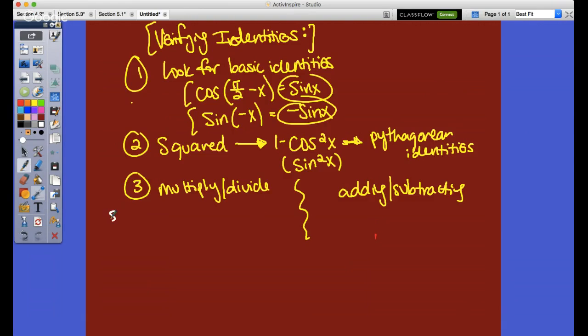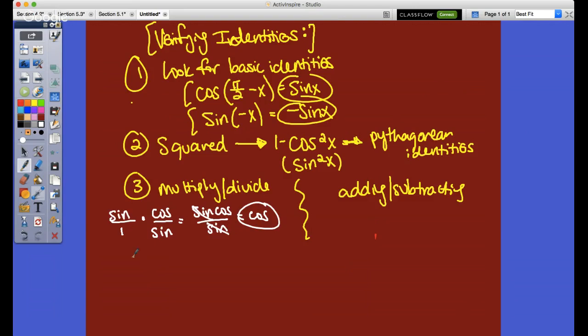Maybe a good example of this is if I had sine over 1 multiplied by cosine over sine. Well, when I multiply across, this would end up getting me sine cosine over sine, which allows me to actually cancel out the sine on top and bottom, giving me cosine.